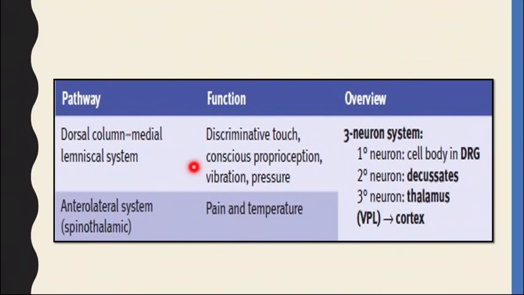The rest, like discriminative touch, are not. Discriminative touch means 2-point discrimination: you put 2 pointed structures on the body and you are able to appreciate they are 2 different points. Or conscious proprioception. What is proprioception? Proprioception is awareness of the body position, like when you are standing or in a sitting posture, knowing the position of your different body parts.